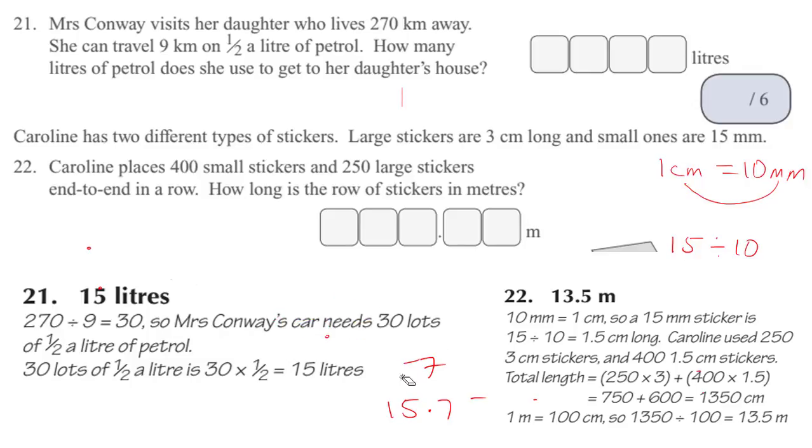Okay, so if you look at the mark scheme, they've just done that for you. So you do 1.5, you times that by 400. And then for the 3, you times that by 250. Okay, so 250 times by 3 is 750. 400 times by 1.5 is 600. If you add them, the answer is 1350 centimeters. But you got to divide it by 100 to give it 13.5. So that would be the correct answer. Sorry about that.